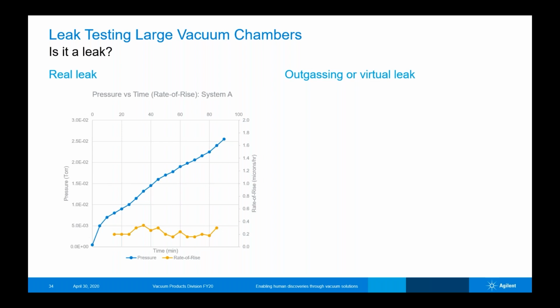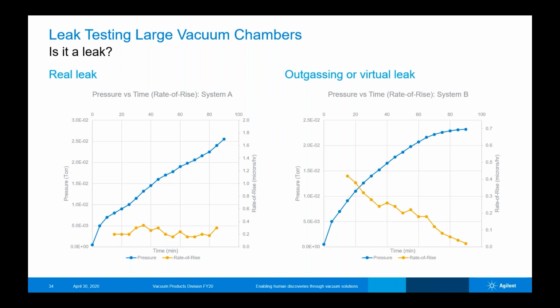So a real leak is going to look something like this, where you pump down to a certain point and then you're going to monitor the rate of rise in the system. What is the change in pressure versus time? So in this first plot, you see our pressure rising at a fairly steady rate, the blue line. The yellow line is our rate of rise, how many microns, what is the measurement per hour or per minute that we're seeing in that change.